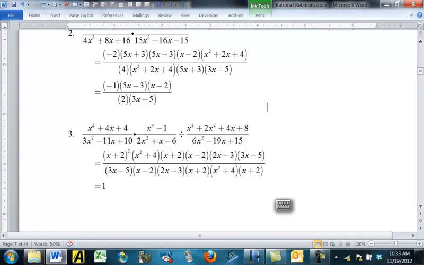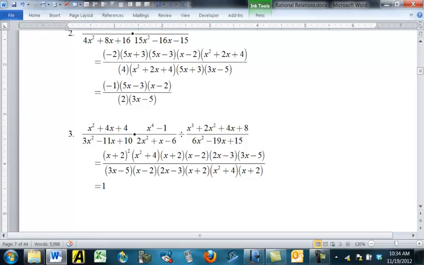X to the fourth minus 1 is x squared squared minus 1 squared, so that's x squared plus 4 times x squared minus 4. The x squared minus 4 further factors as x plus 2 times x minus 2. 2x squared plus x minus 6 factors as 2x minus 3 times x plus 2. And then the second fraction is going to flip; the last one, after the one right after divides, is going to flip over. So the 6x squared minus 19x plus 15 goes to the top, which in factored form is 2x minus 3 times 3x minus 5. And this fourth degree polynomial, you can factor by grouping, and it turns out to be x squared plus 4 times x plus 2.